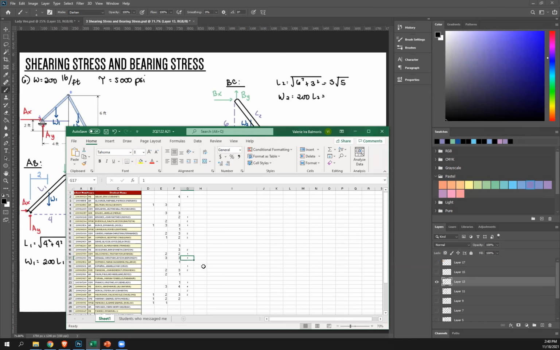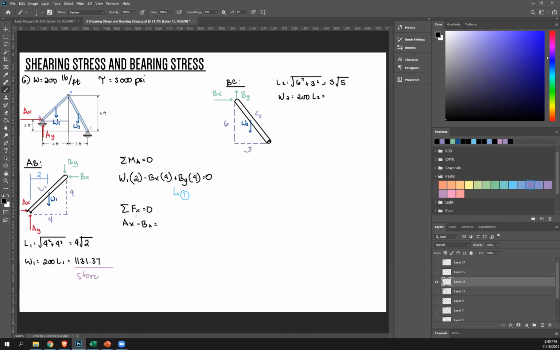Okay, it's 1341. And once again, store that in your calculator. And then you can use summation of moment at C equals 0. And this is C.